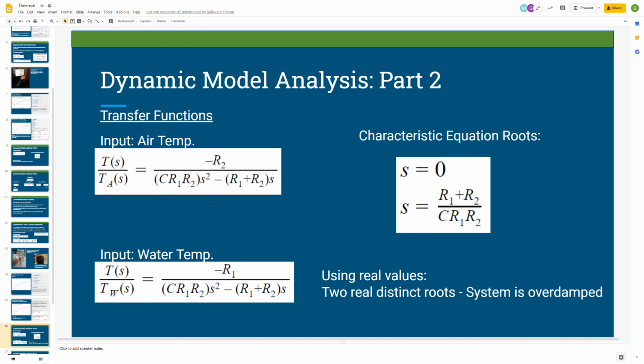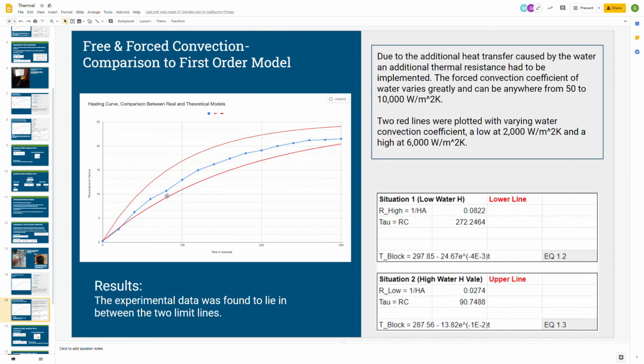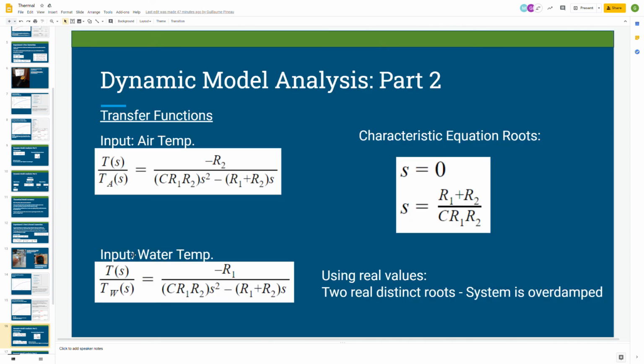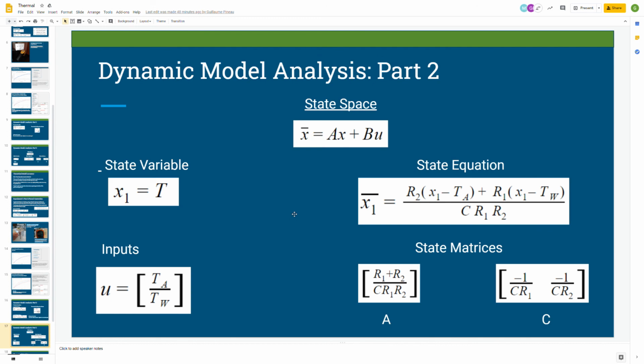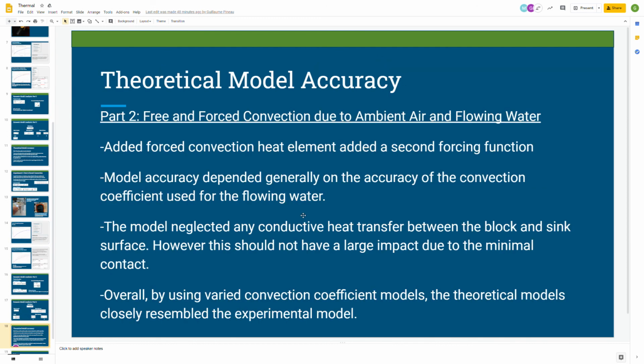So these would be our transfer functions again, except now we have two different inputs to the system: the temperature of the air and the temperature of the water. In either case, we have the same denominator, and we have no numerator dynamics. The characteristic equation roots are 0 and (R1 + R2)/(C R1 R2). So we've got two real distinct roots, so we can say that our system is overdamped, and in either case, we can validate that. Here's our state space and state equation. And this just summarizes the accuracy.